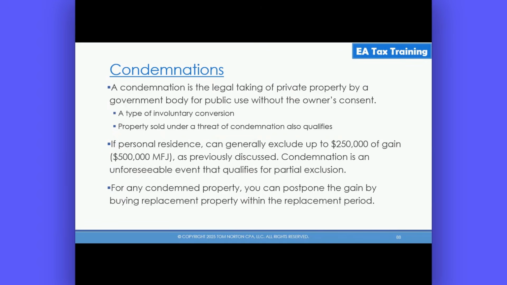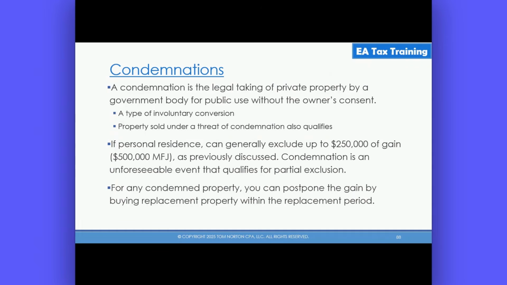Condemnations. A condemnation is the legal taking of private property by a government body for public use without the owner's consent. This is a type of involuntary conversion like we already talked about. And any property that is sold under a threat of condemnation also qualifies as a condemnation. So this is the example you hear about where the government is building a new highway, and so they are condemning all the property that is in the way of that new highway. And so they are going to buy all those people out.